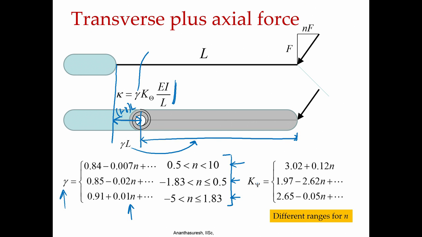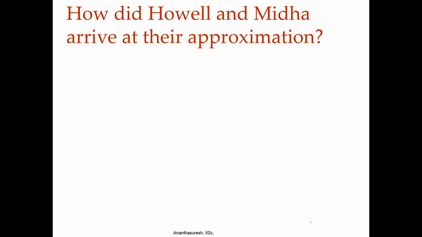Similarly, for this k theta, which goes over there, they are given some values. Of course, the range of n for this and the range of n for this are different. It is all by fitting the curve, and in each case what they did was approximate this with a circular arc of radius gamma times L, where gamma is the characteristic factor.